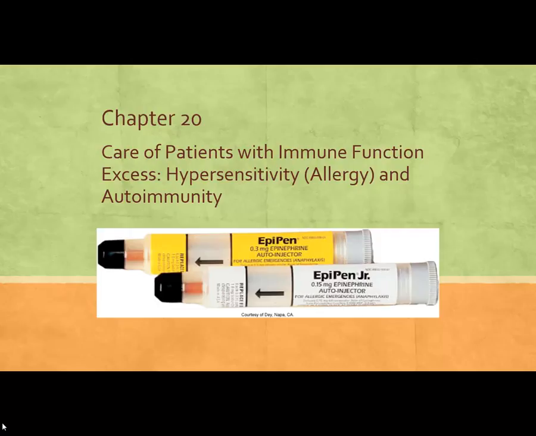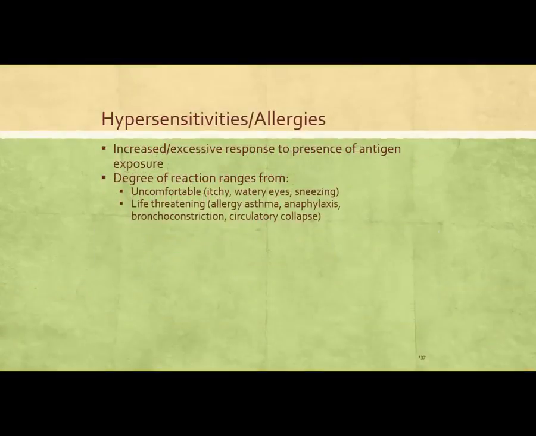care of the patient with immune function excess, so hypersensitivities or allergies. And when we discussed these in class, we really talked about 4 different types. So when you think about rapid or type 1, actually, let me back that up. Let's talk a little bit about what hypersensitivities and allergies are. So when we think about hypersensitivities and allergies, it's that increase or excessive response to the presence of an antigen.